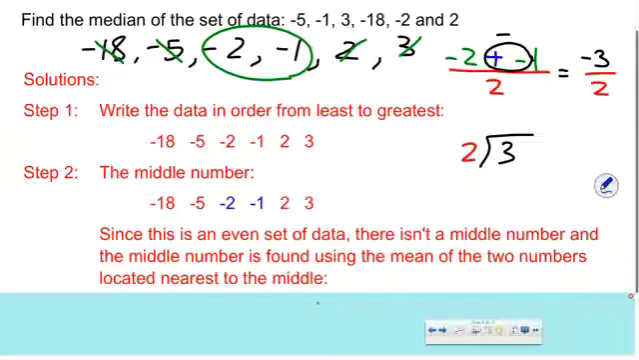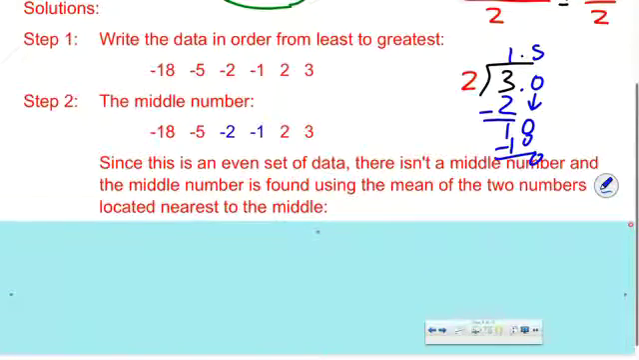How many times does 2 go into 3? 1 time. 1 times 2. Subtract that, and now I have to put a decimal and a 0, bring it up, bring down my 0. How many times does 2 go into 10? 5 times. 5 times 2 is 10. Subtract, we have 0. So what is the answer going to be?